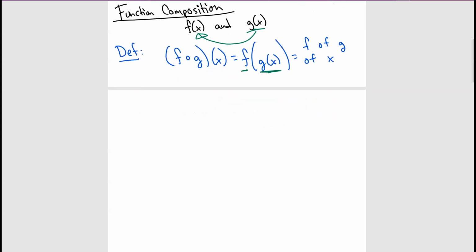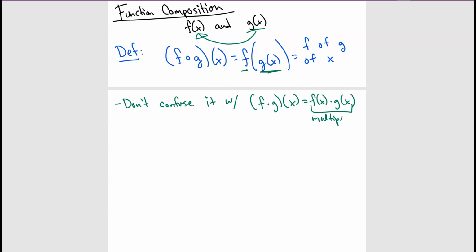So just be very aware, don't confuse it with f times g of x. This thing is very different than that thing, because this is literally f of x times g of x. So here you are multiplying both functions. Here what we're doing, we're going to call this composing, because you're putting a function inside another function.